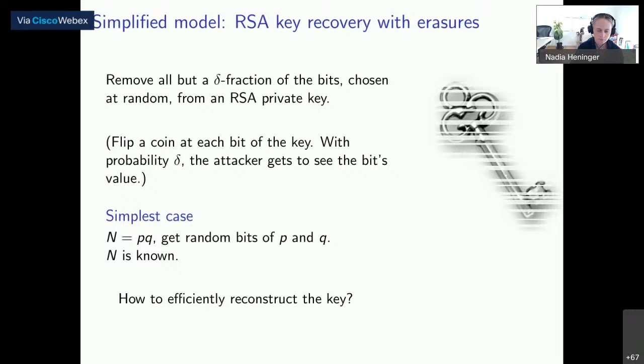There were a lot of things on the previous slide. So the simplest possible case that you can think of is we know the public modulus N, and you get random bits of P and Q. The attacker knows the public modulus N, and they want to efficiently reconstruct the key.